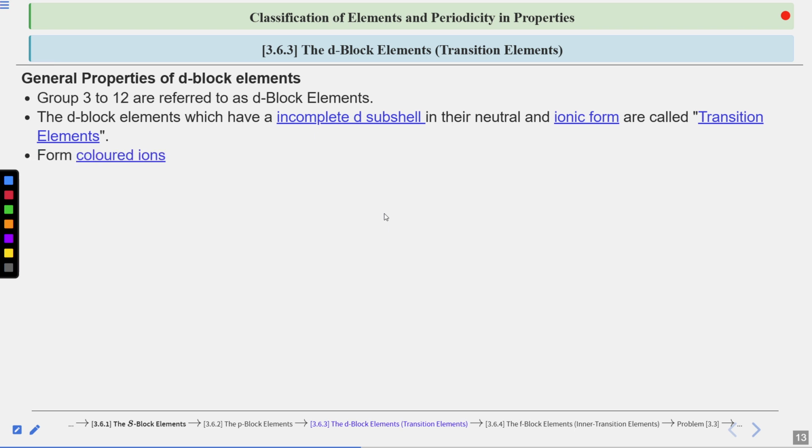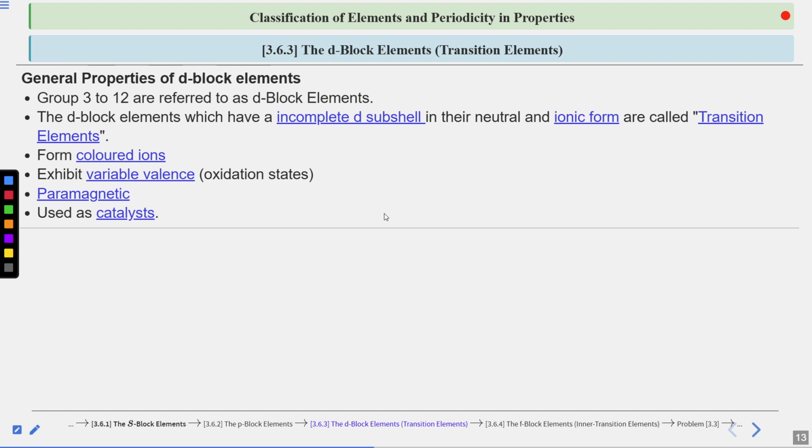Then moving on to the next general property of d block elements, they form colored ions. Then they exhibit variable valency, that is, oxidation states. They are paramagnetic in nature, meaning they are attracted towards the magnet. And also they are used as catalysts.